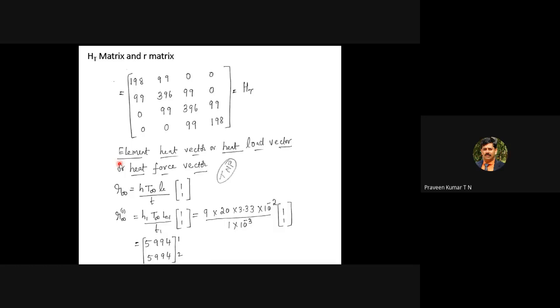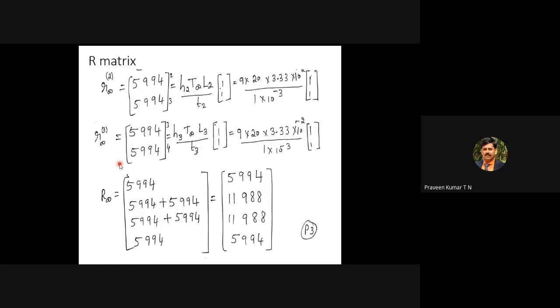So you have to find out R infinity for the first element. In the previous case it was RQ, and here you are referring to it as R infinity. There is a difference. RQ is equal to Q Le divided by 2. That is the RQ matrix. But when you come to the fin, there is a totally different matrix that is referred to as the R infinity matrix, or it is also referred to as the heat force vector. It is nothing but how much heat is transferred to the surrounding medium from the fin surface.